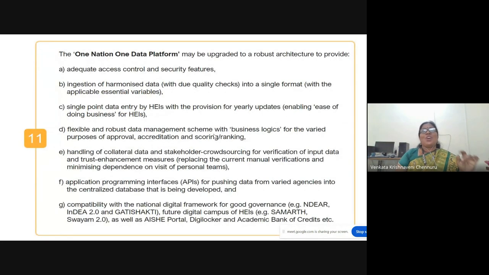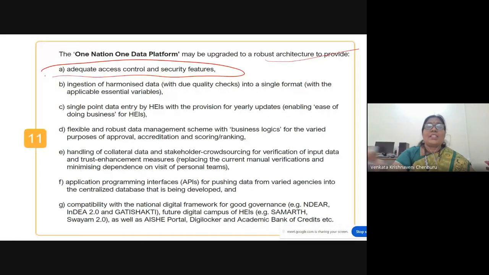11th point is one data, one platform. All these unified elicitation tools, and then considering of institutions based upon their orientation and vision or heritage. So all these they are considering to bring one data platform. One nation, one data platform may be upgraded to a robust architecture to provide adequate access control and security features.